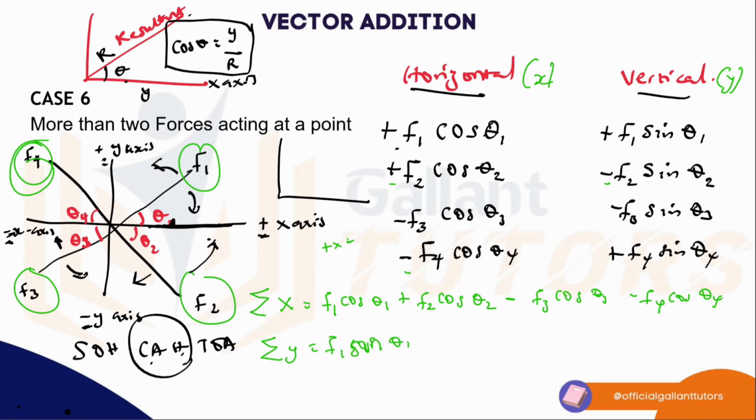Alright, so summation y is equal to f1 sine theta 1 minus f2 sine theta 2 minus f3 sine theta 3 plus f4 sine theta 4. I'm adding all this, so don't be confused. Is that clear?